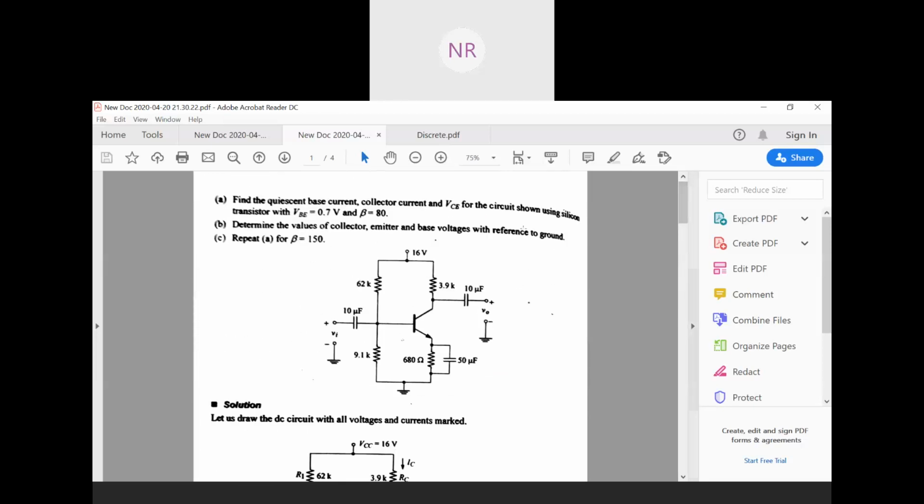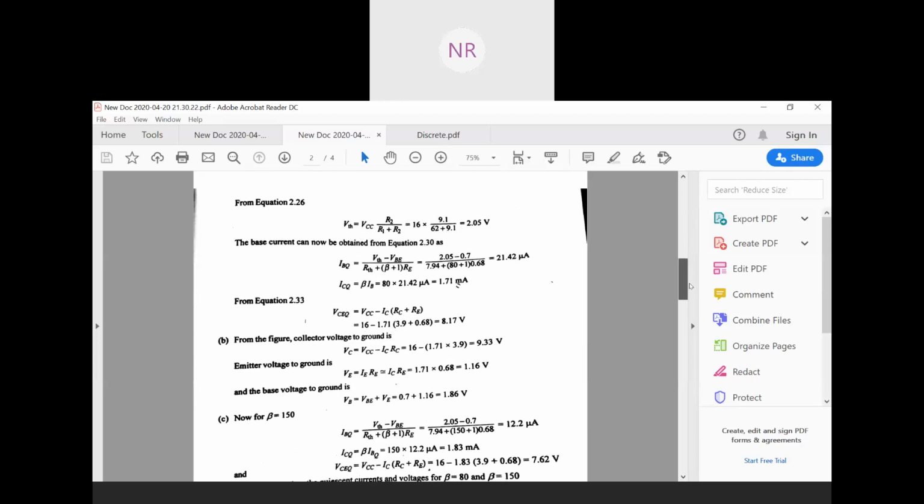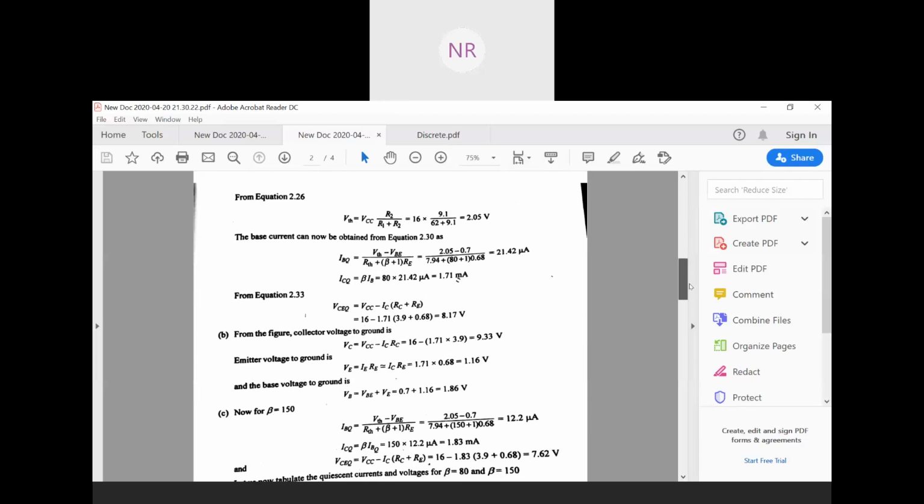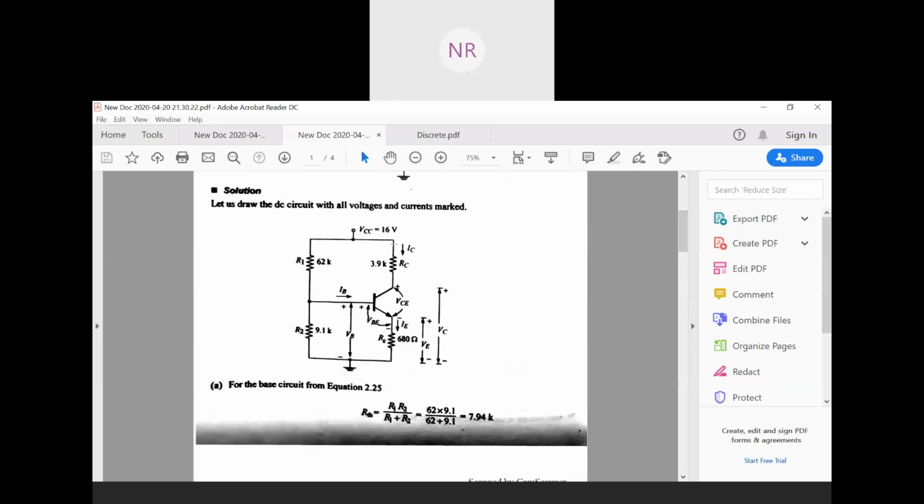The second question is to determine the values of collector, emitter and base voltages with respect to ground. In the sense, I need to calculate VC with respect to ground, VB with respect to ground and VE with respect to ground. VC is the voltage at the collector. How can we calculate this? This is nothing but VCC minus the voltage across RC. If I know the voltage across RC, I can calculate it.